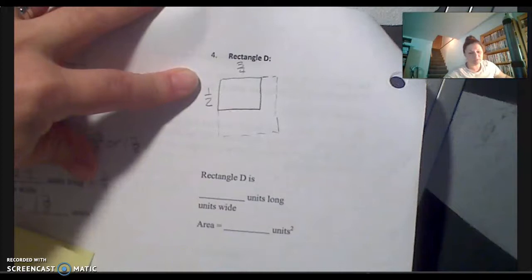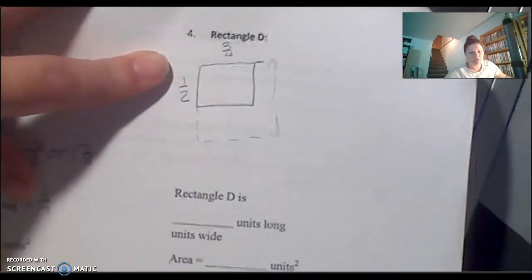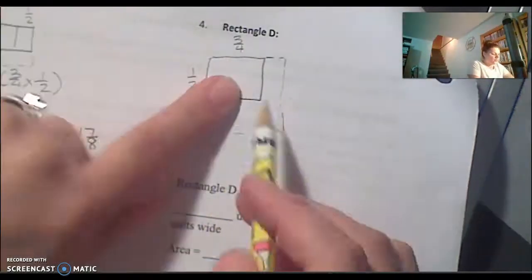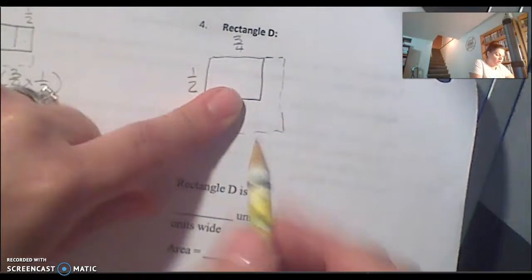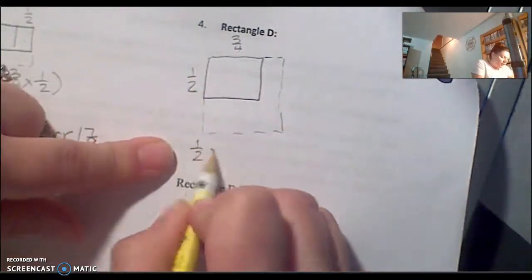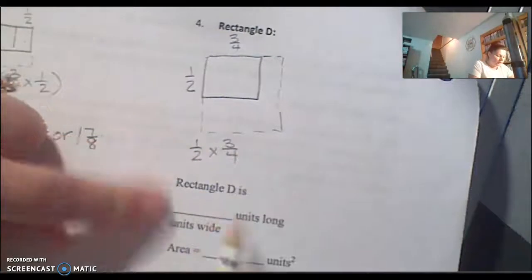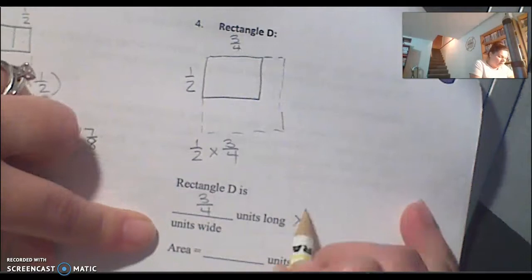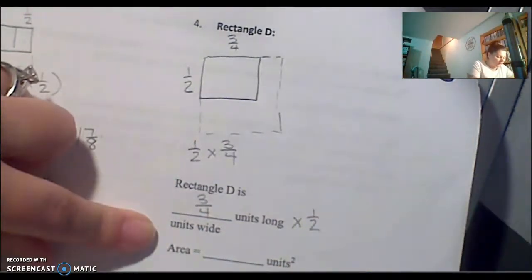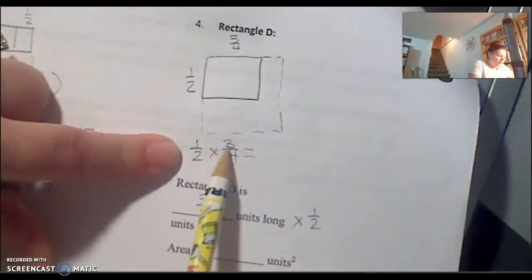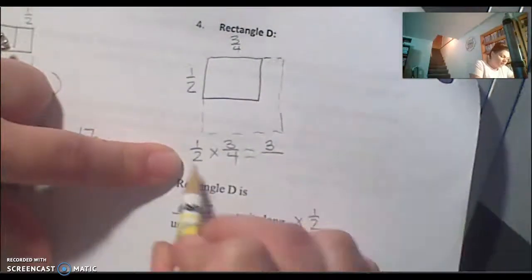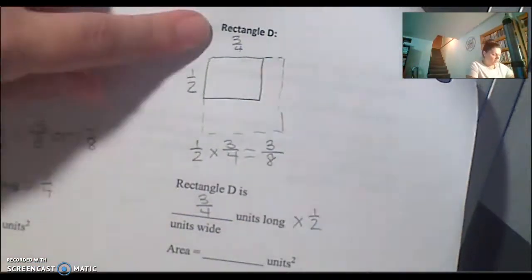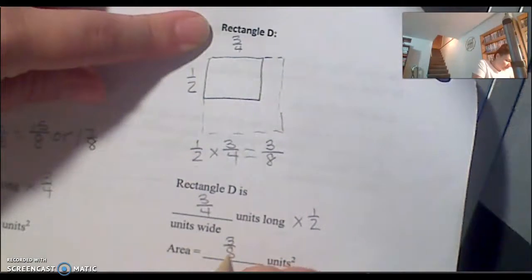Let me zoom in so you can see those dashed lines, just to show that it's not even a full sticky note. And underneath, we've multiplied the boxes with the numbers that are touching in our area model. That's going to be 1/2 times 3/4. It's 3/4 units long times 1/2 units wide. 1 times 3 is equal to 3. 2 times 4 is equal to 8. So the area of this little tiny rectangle D is 3/8 units squared.